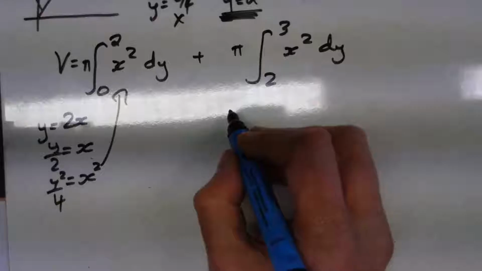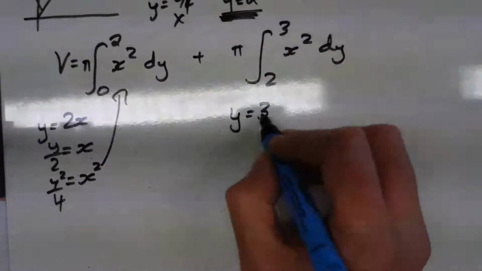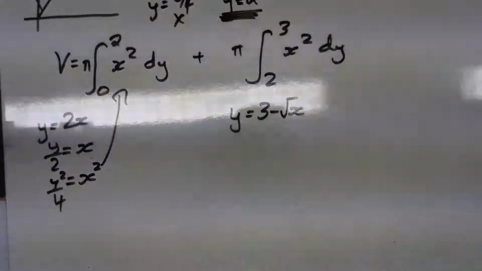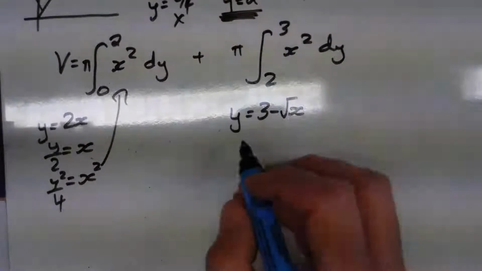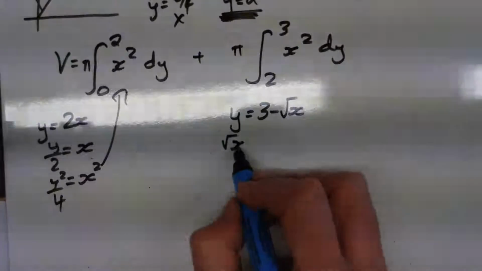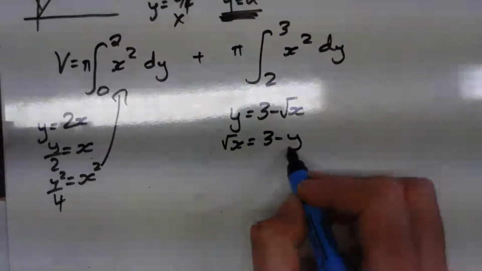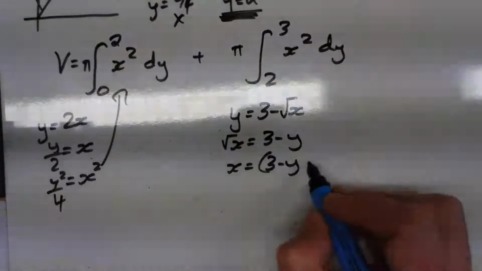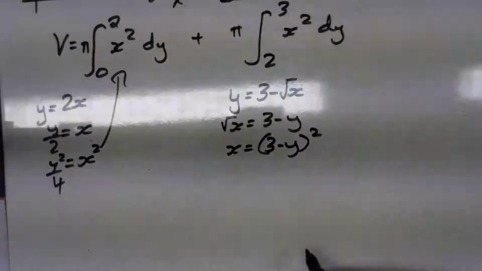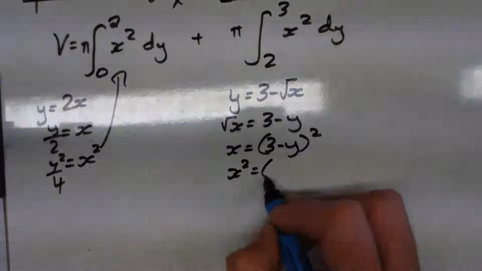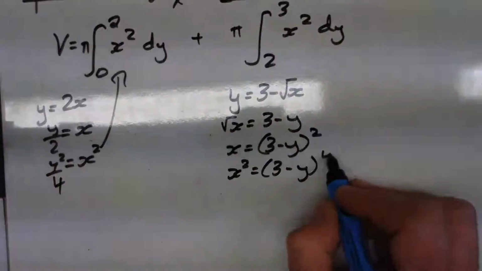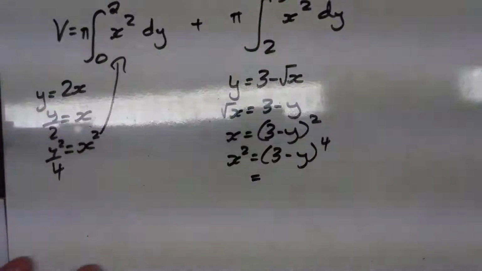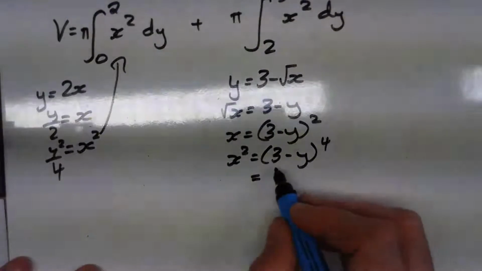But the other one was y equals 3 minus root x. If I want to know what x squared is here, root x is 3 minus y. So x is 3 minus y all squared, and so x squared is 3 minus y to the power of 4. You were worrying that you would have to do that, but we'll do that with our binomial expansion.